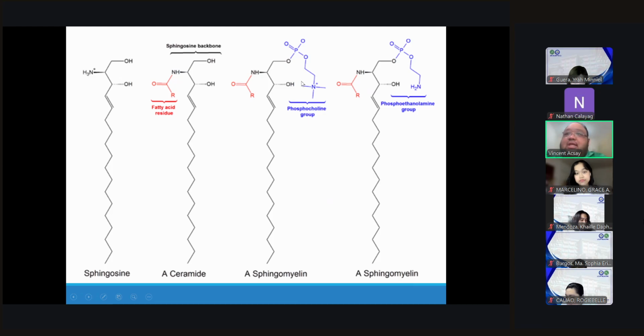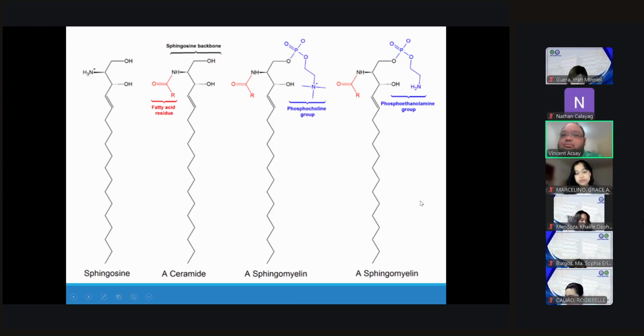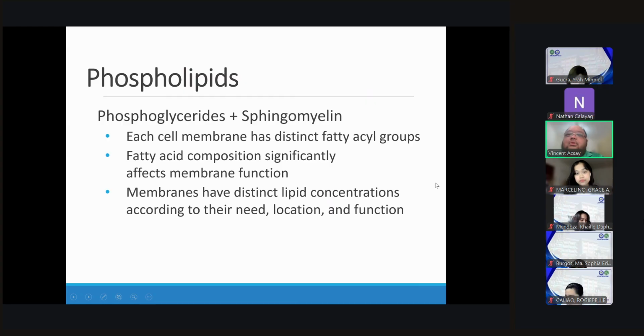So combined with phosphoglycerides and sphingomyelins, because they also contain a phosphate hat, they are what you call phospholipids. So here it is, your phosphoglycerides and your sphingomyelin will be your phospholipids.